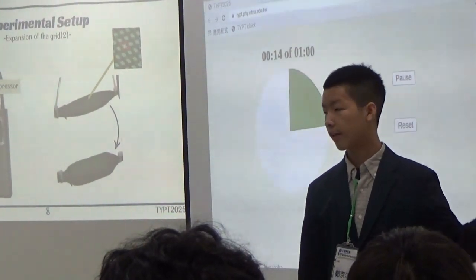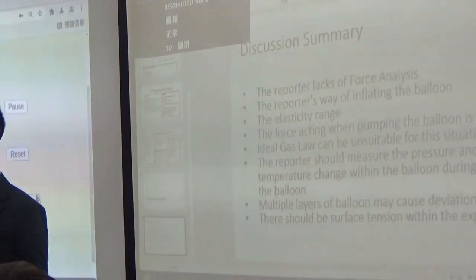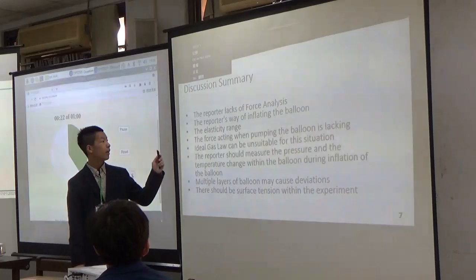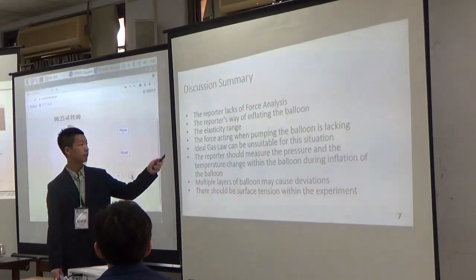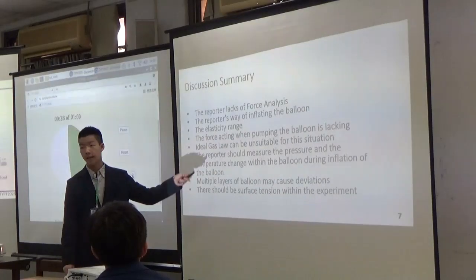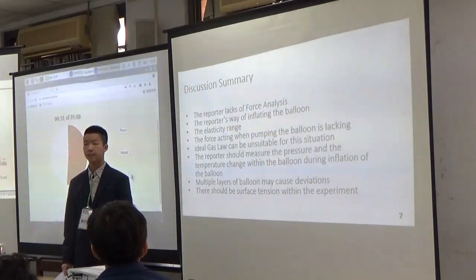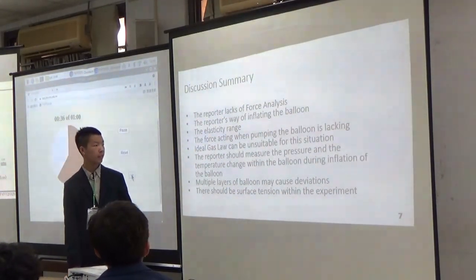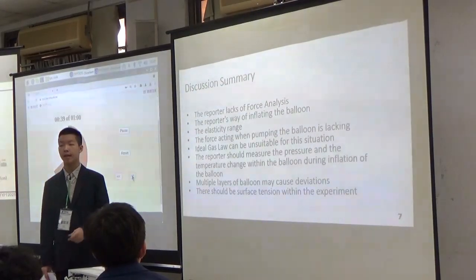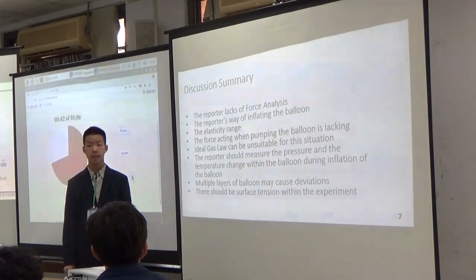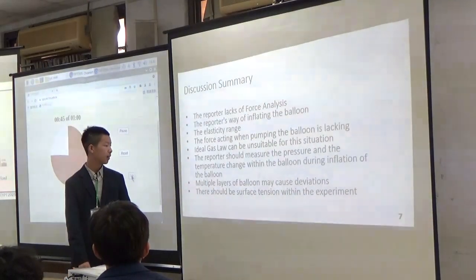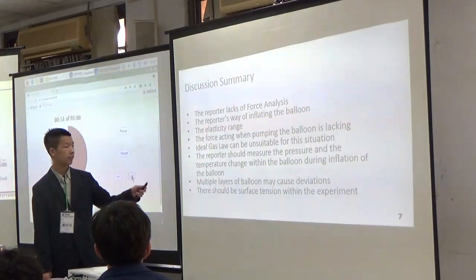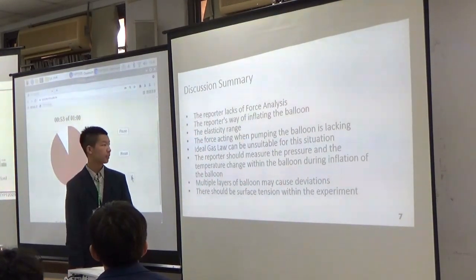This is the discussion summary. The opponent thinks the reporter lacks force analysis, and the elasticity range has to be considered. The ideal gas law cannot be applied to this experiment because the pressure is low. The reporter should measure the pressure and temperature with something like Arduino sensors to ensure the pressure and temperature are really the same. Multiple layers of balloon may cause deviations, and surface tension should be calculated in the force analysis.